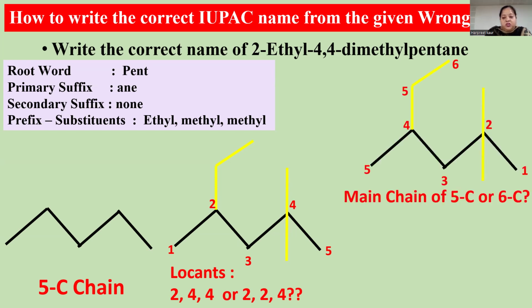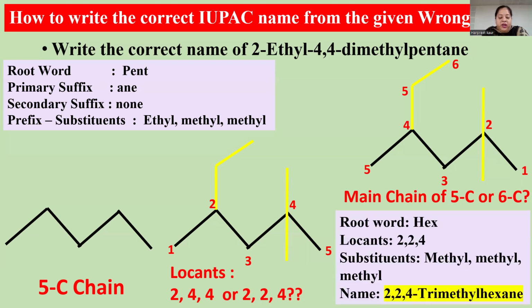And here it is a chain of 6 carbon atoms. It's not a chain of 5 carbon atoms. The root word is hex plus ane. And in the prefix, the substituents are now three methyl groups: one methyl group at position number 2, a second methyl at position number 2, and a third methyl at position number 4. And finally, this name is 2,2,4-trimethylhexane. So we can follow the different levels of questions.